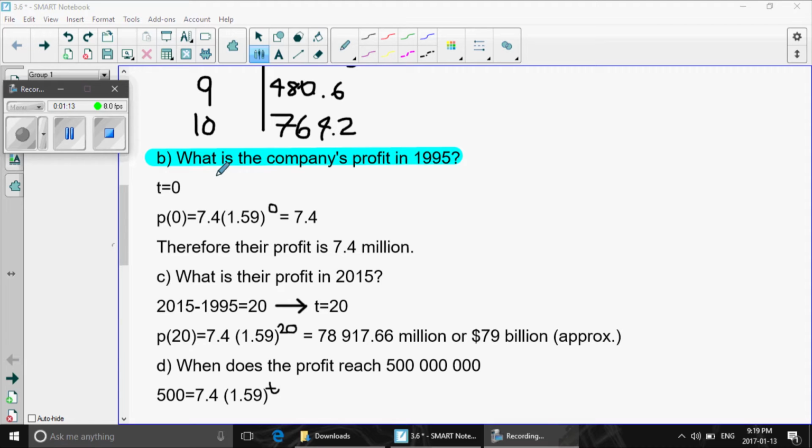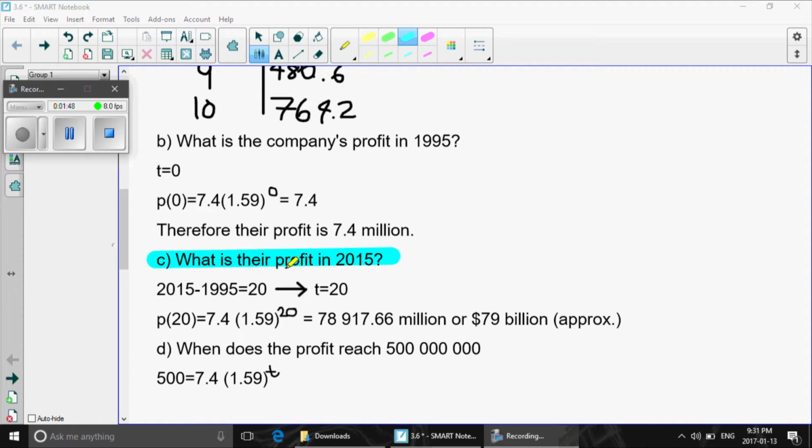So the next question is asking, what is the company's profit in 1995? So when the year is 0. Without looking at your chart, what you're going to do is input it into the equation. So when you replace t with 0, you're going to get 1.59 to the power of 0. Any number to the power of 0, as we learned in 3.1, is 1. So 7.4 times 1 is going to equal 7.4. Therefore, their profit is going to be 7.4 million in the year 1995.